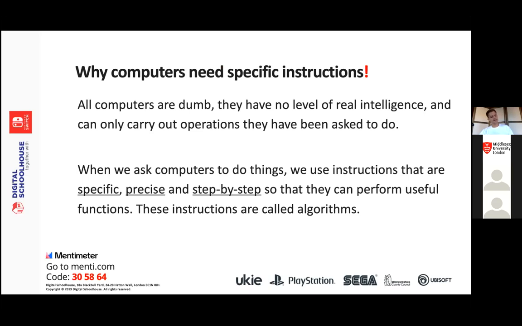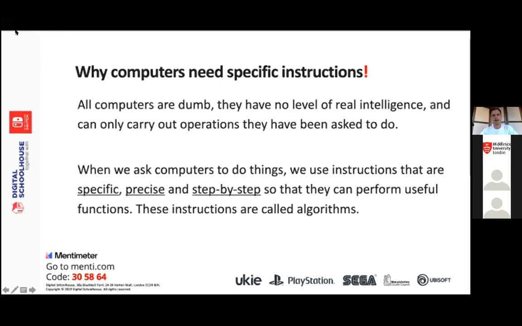So let's get started, guys, and let's get into the main meat of today's session. Why do computers need specific instructions? Well, fundamentally, guys, computers are dumb. They have no level of real intelligence. When we talk about artificial intelligence, that isn't something that computers really have. Artificial intelligence is something that we talk about when we're talking about a computer that's trying to pretend to be intelligent. Except computers are not intelligent.